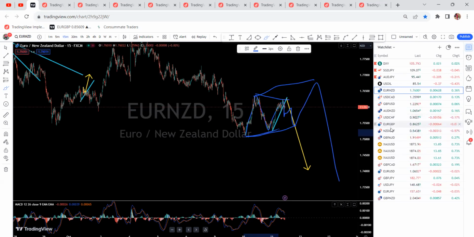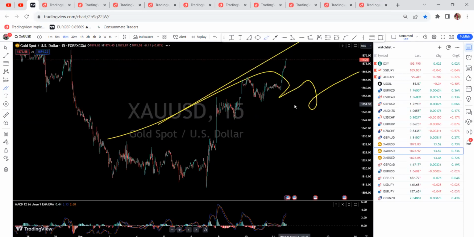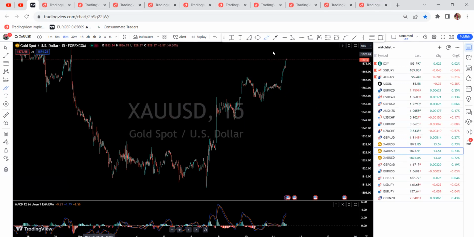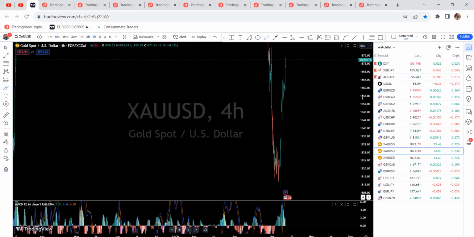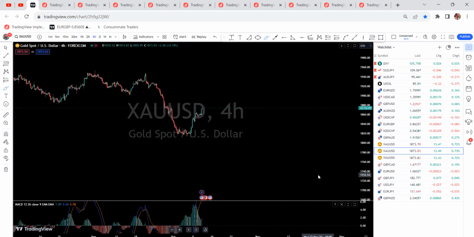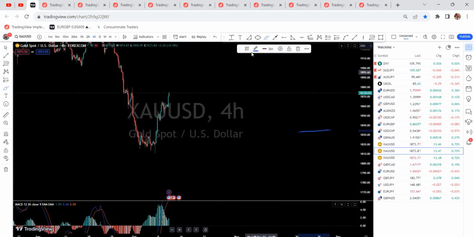All right, so what about gold? Gold is making its way up, making its way up. So let's look at gold. Let me take this out. Gold took a quick sharp up.